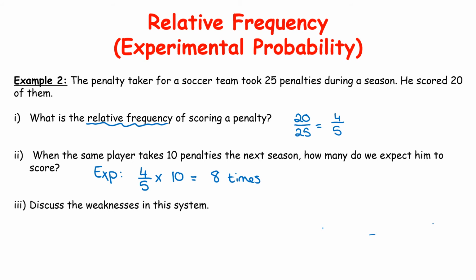If this is a penalty taker's first season, it's not a lot of information. Obviously, the more information we have, the more accurate it can become. So if you have a penalty taker that's been taking penalties for 10 years, you'll have a much better idea. But also, in the case of somebody who's playing for 10 years, they might get better or they might get worse. So it's not perfect. So when they're talking about weaknesses, some of the things that we can talk about, that this is not accurate, it's only an estimate, and that's okay, because sometimes that's all we have.